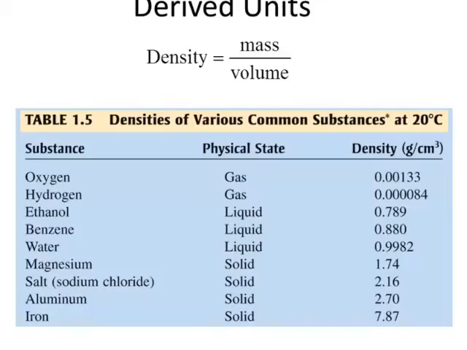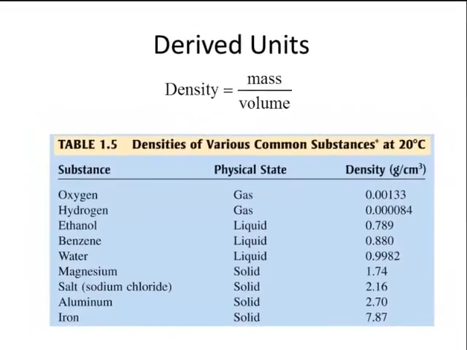If we look at liquid ethanol, which is 0.789 grams per centimeters cubed, versus, let's say, aluminum, which is 2.7 grams per centimeters cubed, obviously the aluminum is more dense, so if we put aluminum in liquid ethanol, the aluminum will sink. The more dense the material, the heavier it'll be per same volume, and it will sink. All right, so density is another derived unit coming from mass and volume.